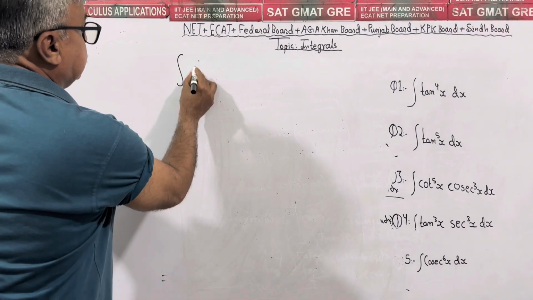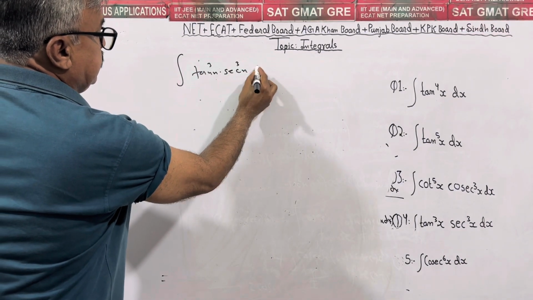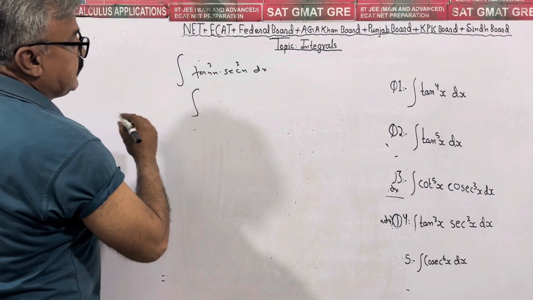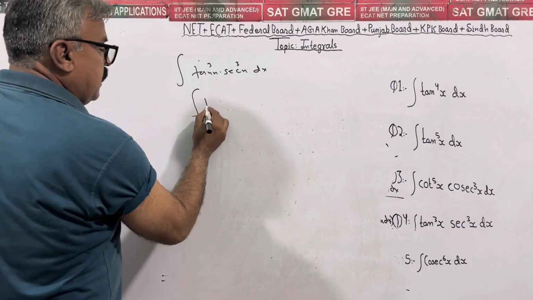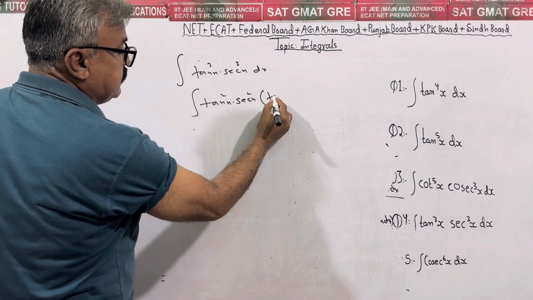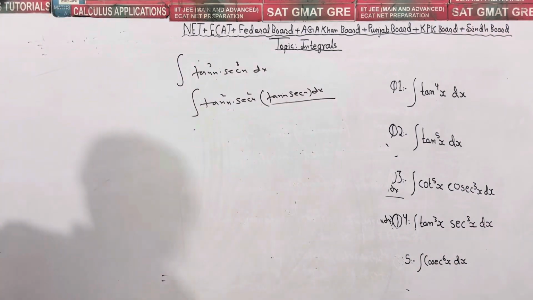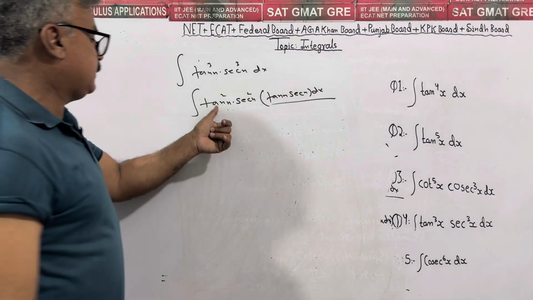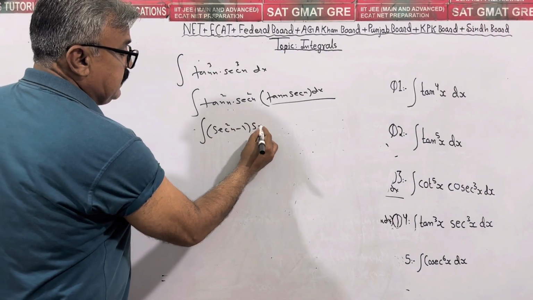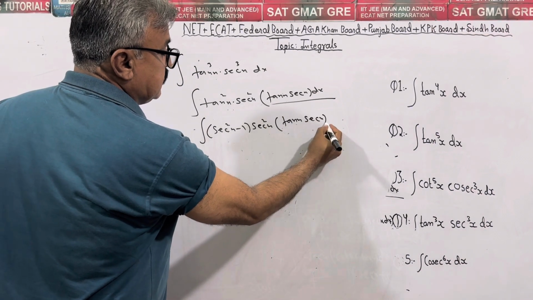Tan cube x times sec cube x dx. Both powers are odd. Tan from here, sec from here, and tan sec is the integral. There's the differentiation of sec, and it's wonderful for us. Tan square x sec square x times tan x and sec x. This is our game changer. This is the differentiation of sec. So we have to convert this tan square into sec. It is to be sec square x minus 1 times sec square x tan x sec x dx.